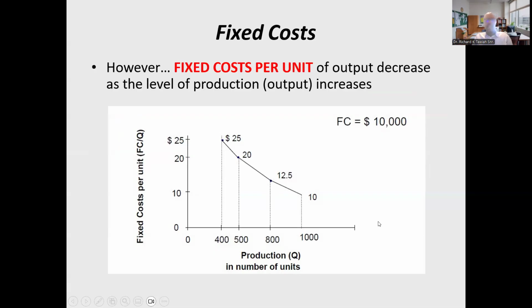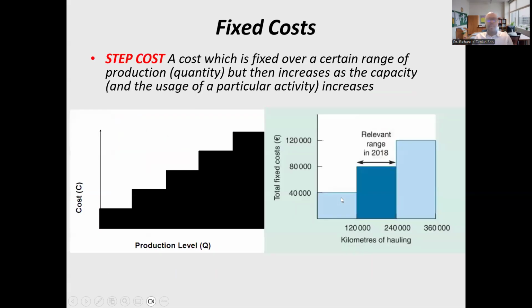Right. Okay. Now we also have what we call step cost. It is a fixed cost. It remains fixed up until a certain level of activity. But when activity increases, it changes. Then it will remain fixed till a certain level of activity. Activity increases, then it changes. So it is step. So a cost fixed over a certain range of production or quantity, but then increases as the capacity or the usage increases. So that is step cost.